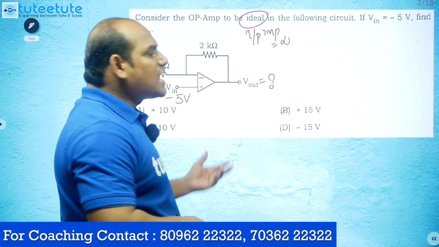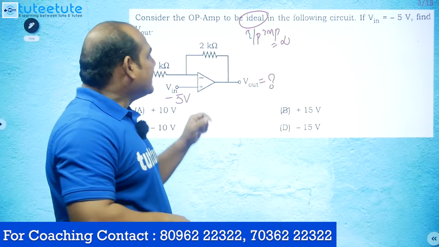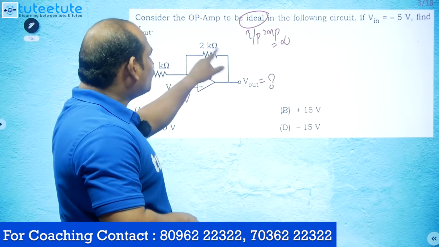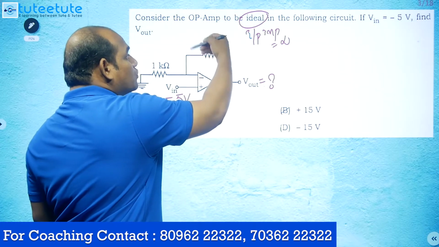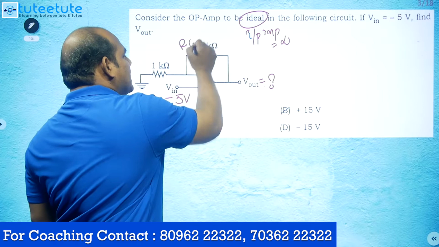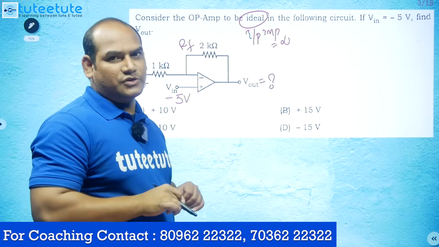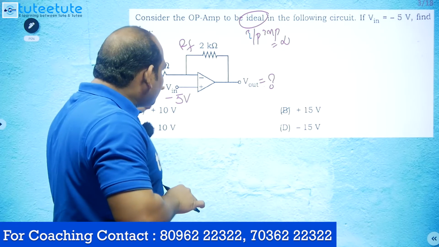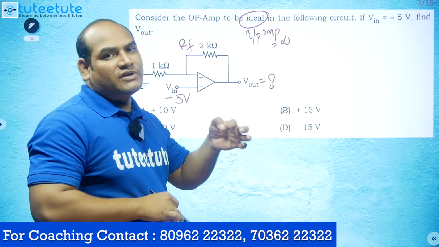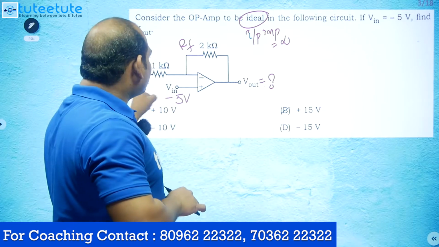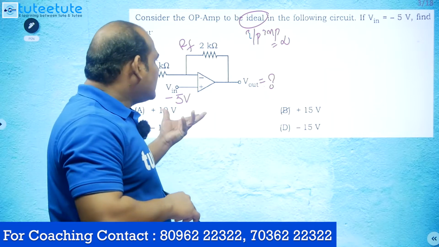Basically it is a non-inverting amplifier. How can we tell it is a non-inverting amplifier? It involves negative feedback. Because of this 2 kilo ohms, we can say that negative feedback is available in this circuit, so it is an amplifier circuit. Then the input is given to the non-inverting terminal, so it is the non-inverting amplifier. If the input is given to the inverting terminal through this 1K, that is called an inverting amplifier, but this is a non-inverting amplifier.